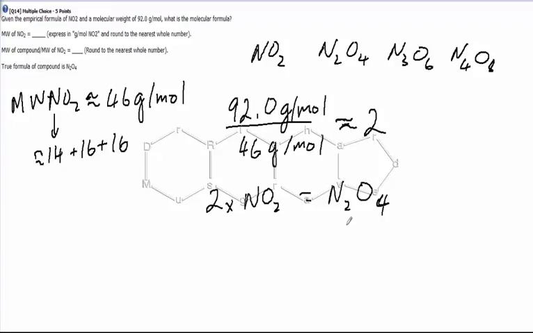N2O4. And just as a double check, you can add this up. You can do 2 times nitrogen plus 4 times oxygen, and hopefully you're going to come out to something very close to 92.0 grams per mole. So the N2O4 here ends up being the true formula of the compound, and it's made up of 2 empirical formula units.